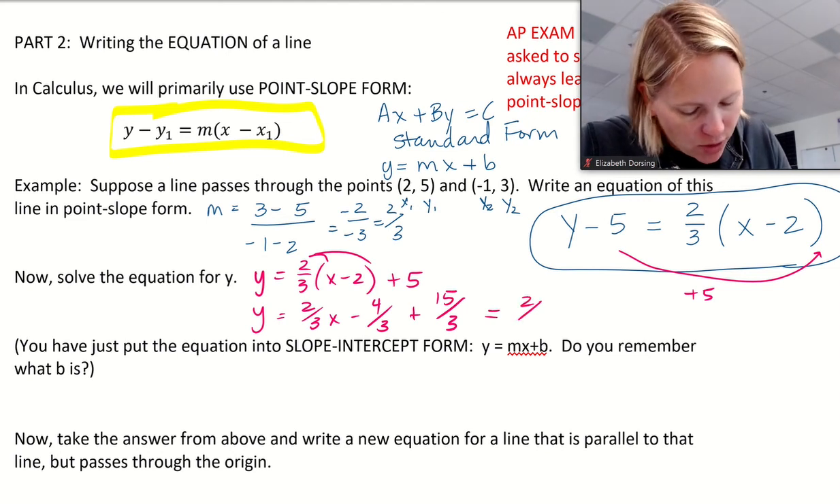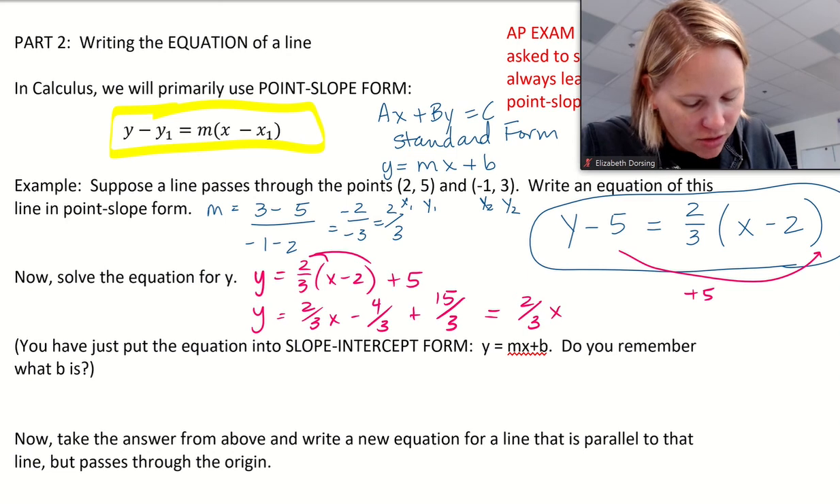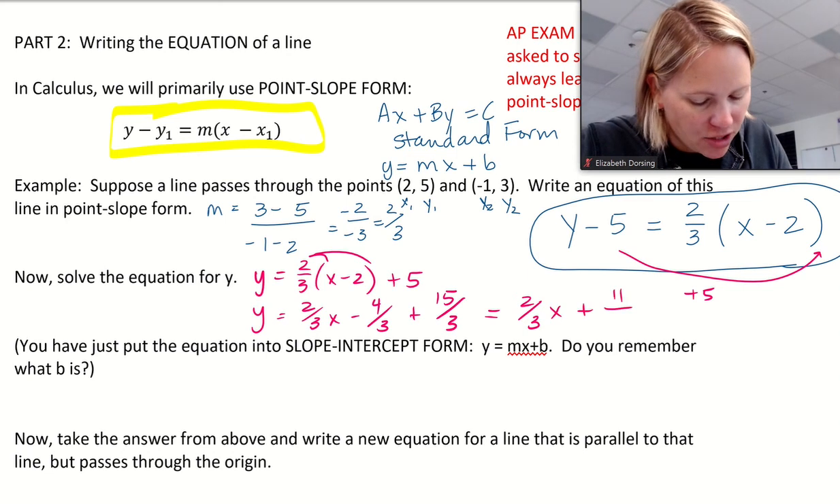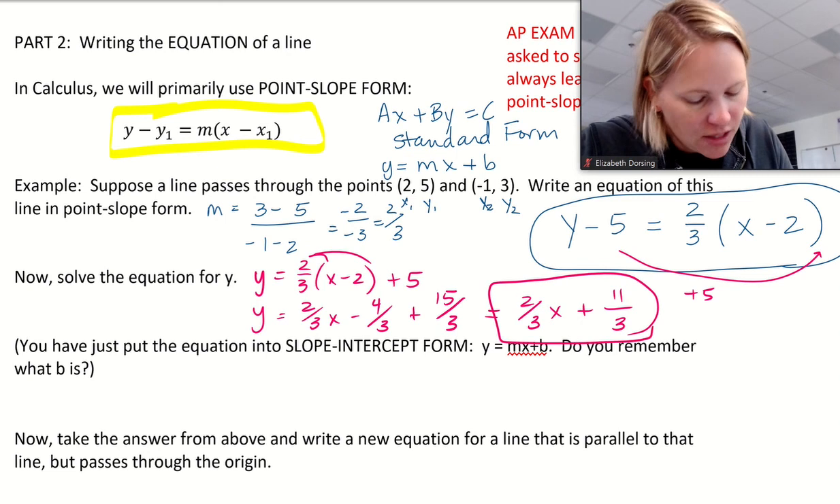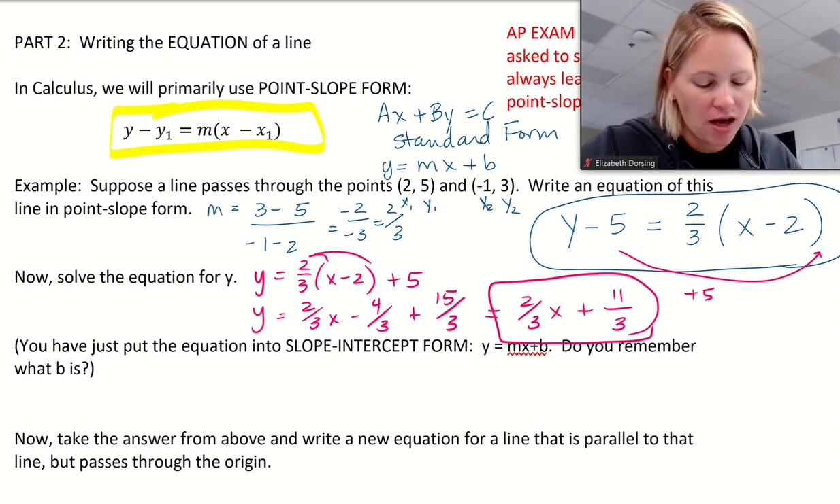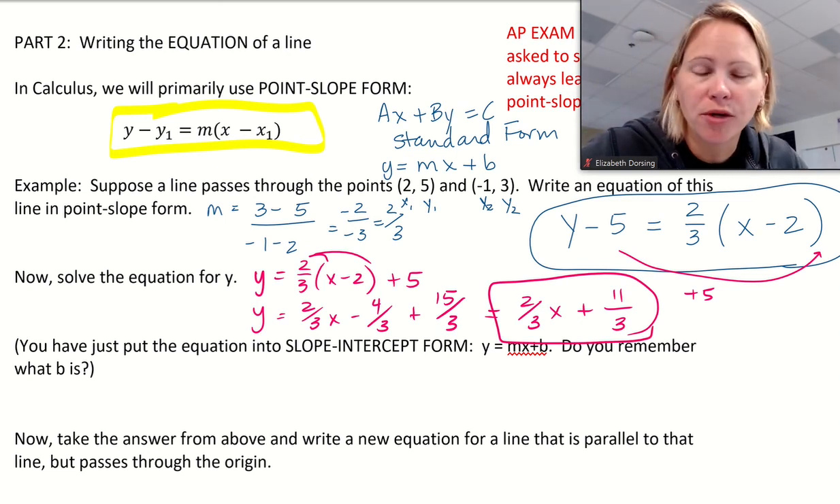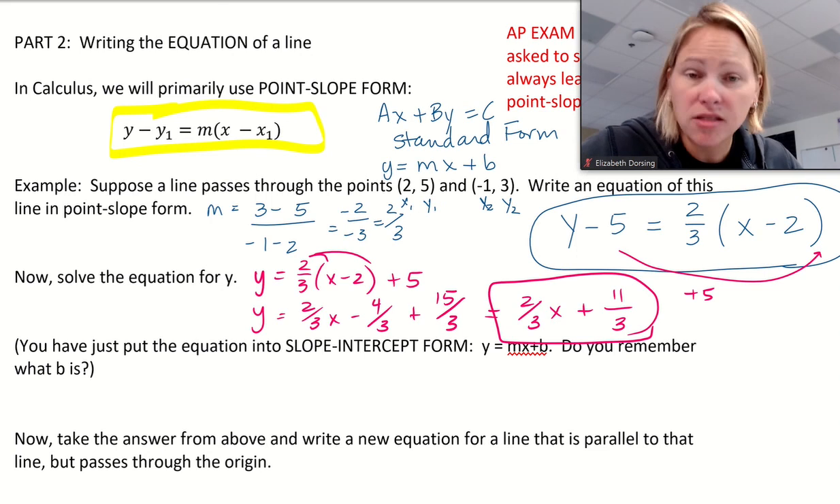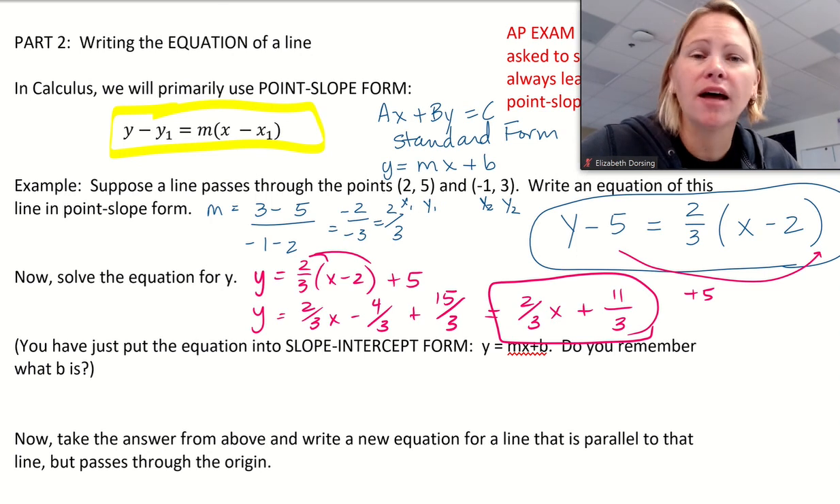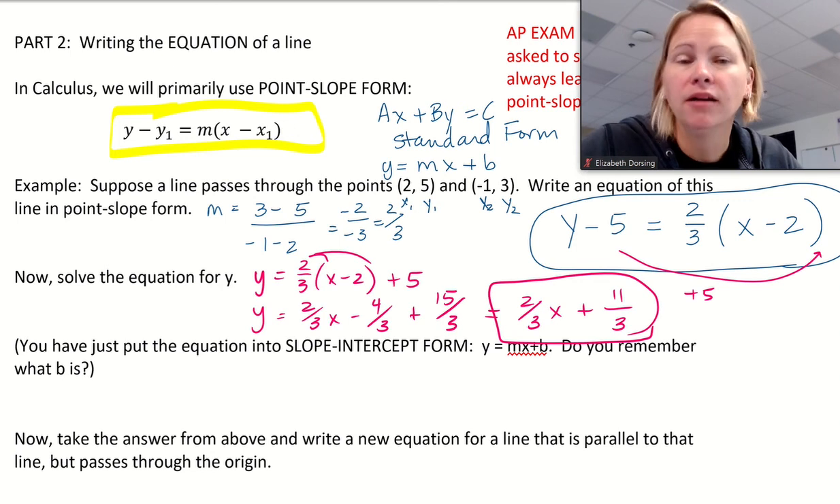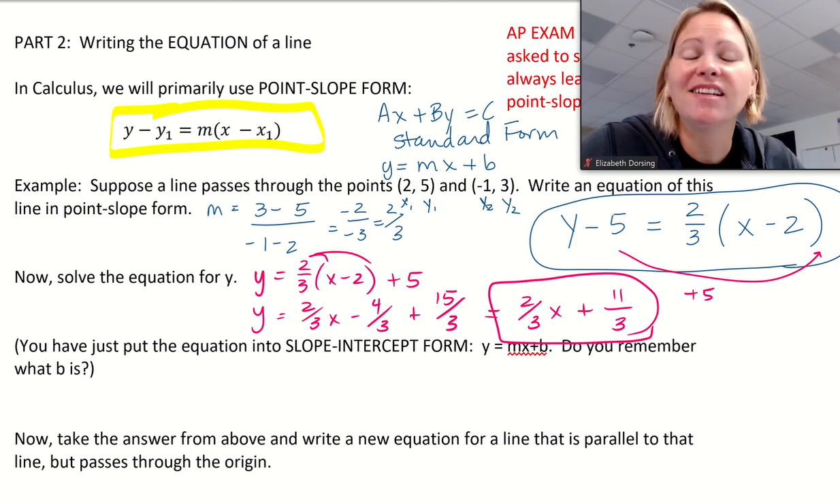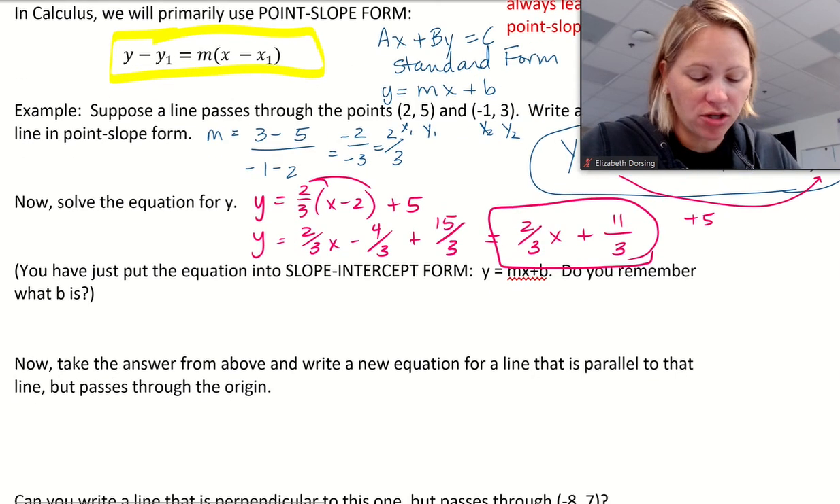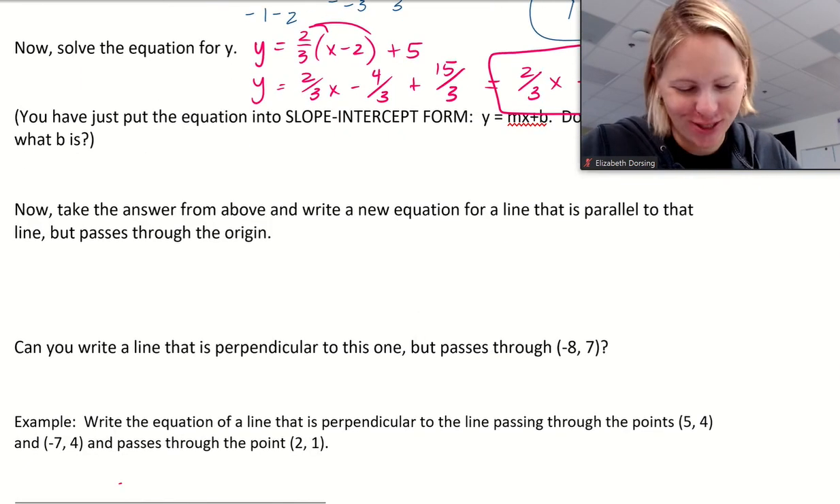So my slope-intercept form ends up looking like this: 2/3 x plus, and then I'm going to add the two fractions together, 11/3. So there's my slope-intercept form, and you can see that with all these fractions floating around, it would have been pretty easy to make a mistake. And even if I have the correct answer on my AP exam, or on my test for that matter, somewhere in my work, if my final answer is incorrect, you're not going to get full credit for that final answer. So make sure that you're not doing more than you need to.